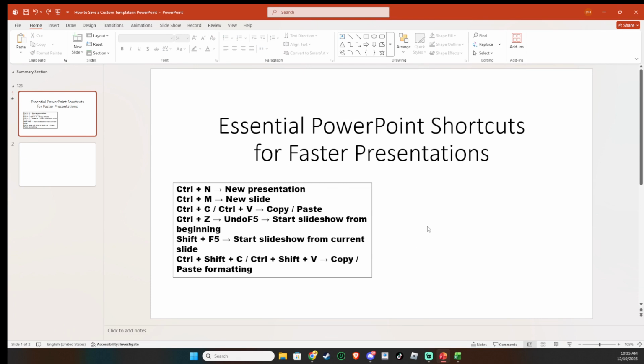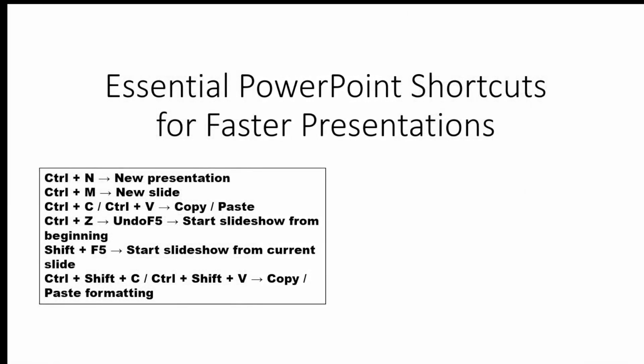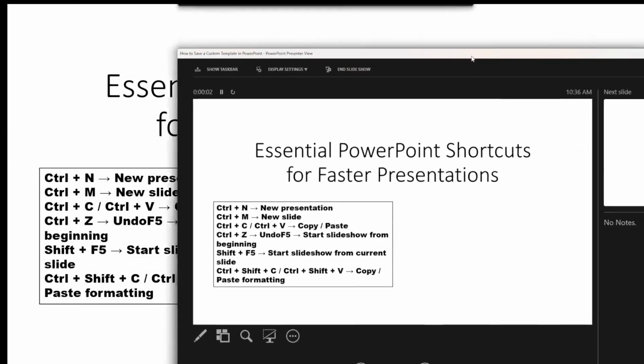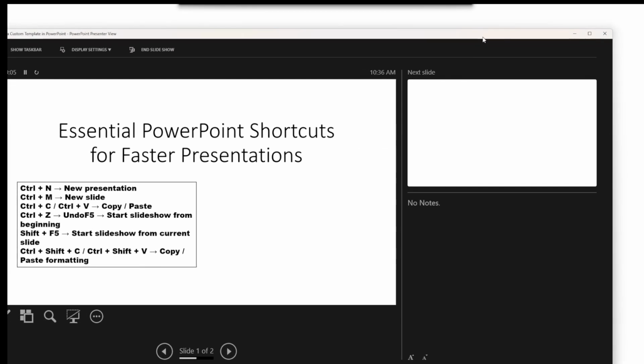When you're ready to see how your work looks full screen, press F5 to start the slideshow from the very beginning. This is perfect for rehearsing end-to-end and spotting transitions or pacing issues. If you only want to preview a section, use Shift+F5 to start the slideshow from the current slide you're on. That way, you can test a specific animation, layout, or chart without jumping through the entire deck.